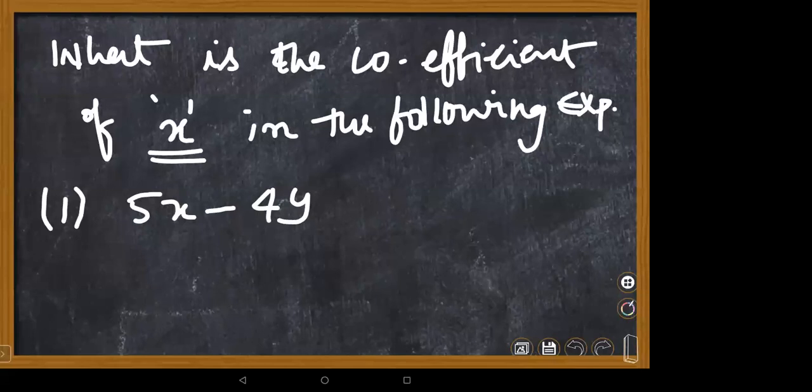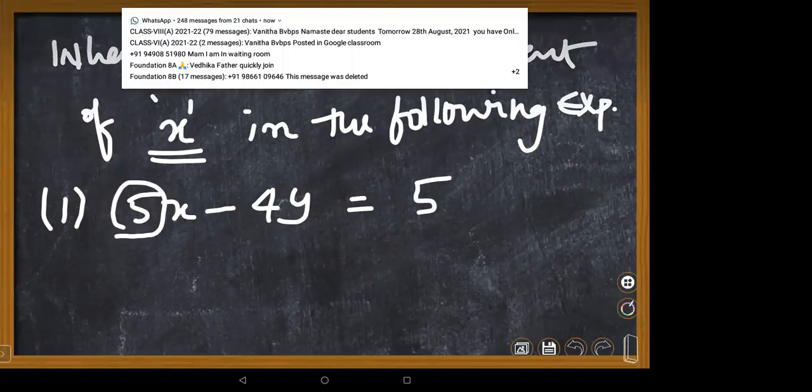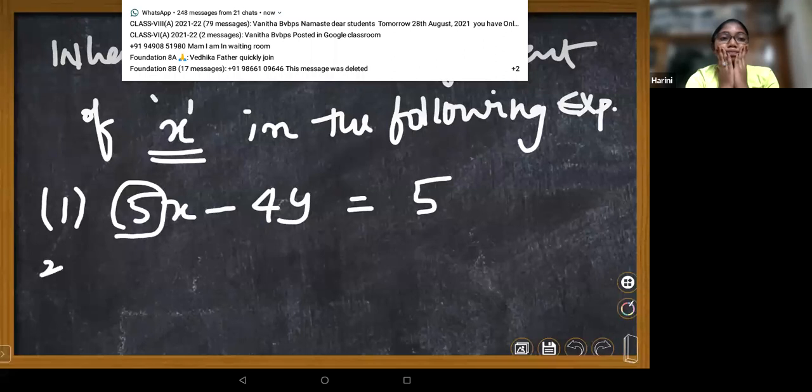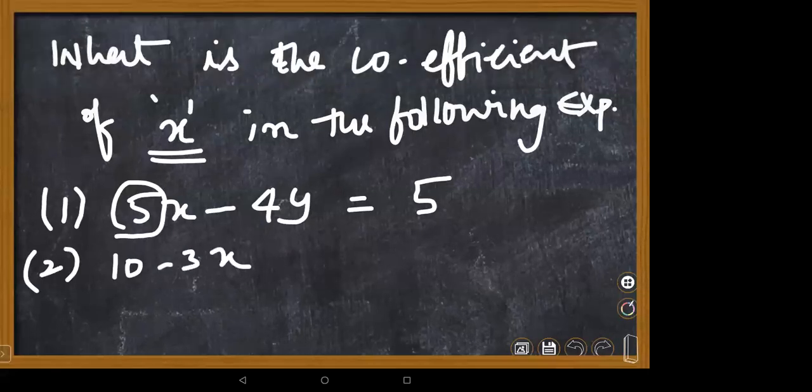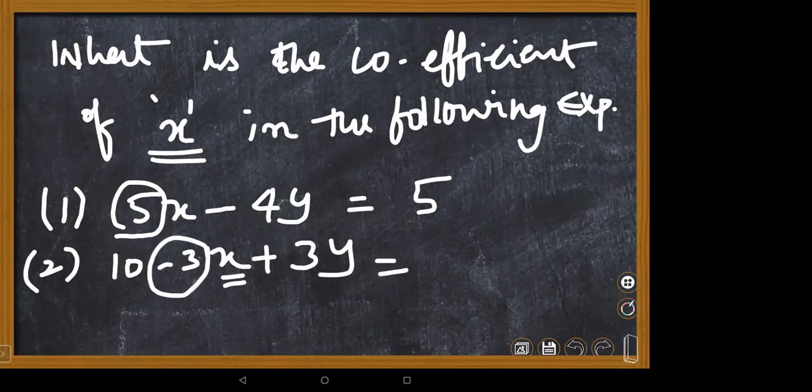5. No, only 5. What is multiplied with x? Only 5. Don't think about the y part. Next question is 10 minus 3x plus 3y. What is the coefficient of x? Minus 3, ma'am. Minus 3. Sign is also applicable.